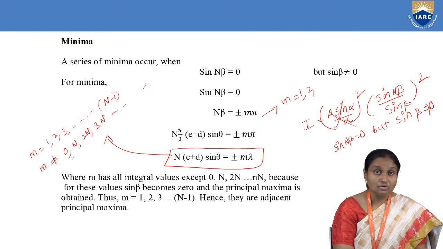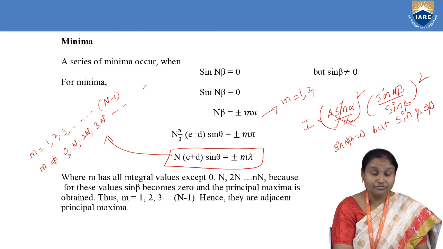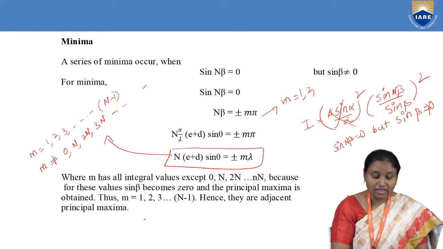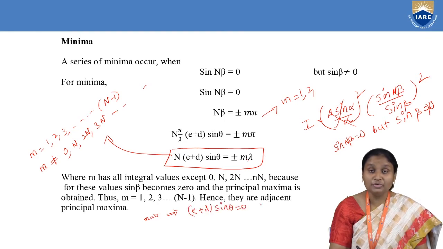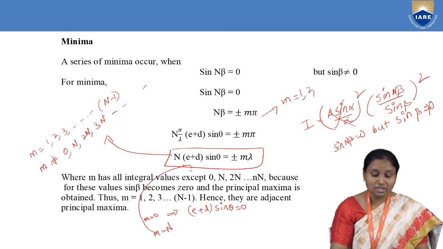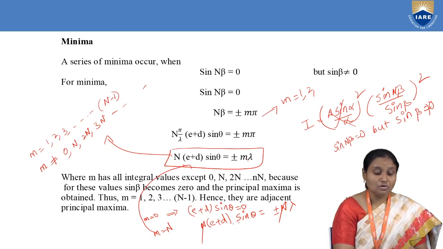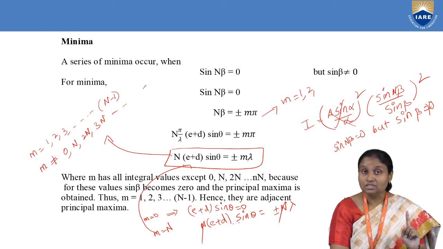Why are these values not permitted for m? Because if I substitute m equal to 0, I'll have (e + d) sin θ equal to 0. This is the condition for principal maxima. And if I substitute m equal to n here, then n into (e + d) sin θ is equal to ±nλ. This n will get cancelled, and this condition again is for principal maxima. So if you substitute all these values in this condition, you will get the condition for principal maxima.